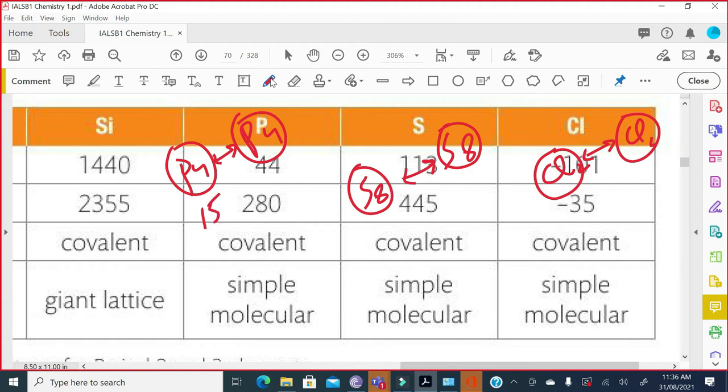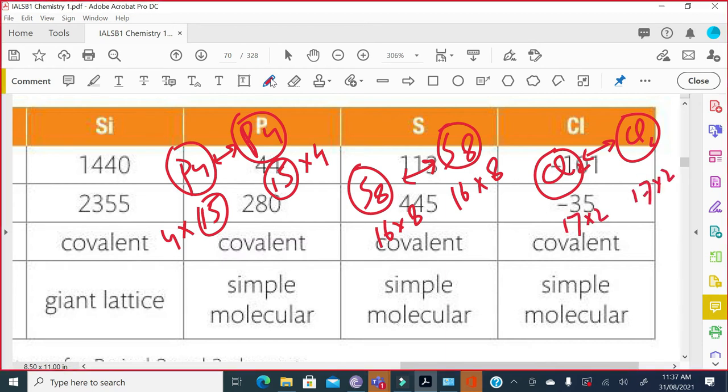Atomic number for phosphorus is 15. I'm talking about the atomic number. Atomic number is the number of protons, which is equal to the number of electrons. So 15 times 4, 16 times 8, and 17 times 2, I'm calculating electrons. 60 electrons are attracting 60 electrons.